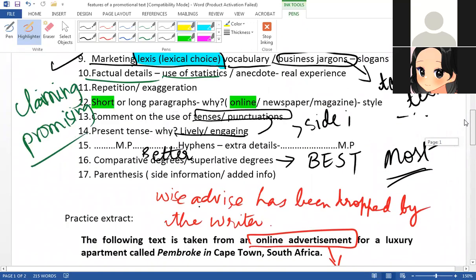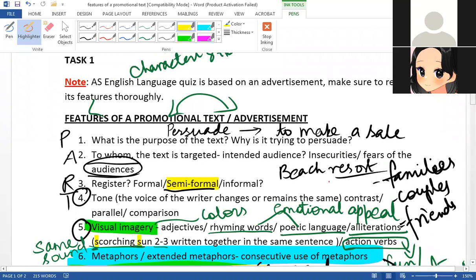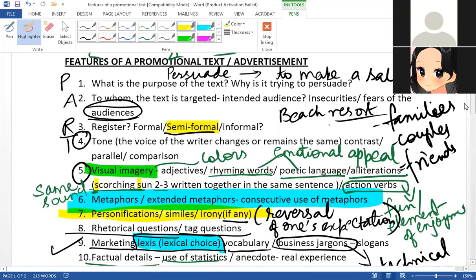All right, I would request those who have just joined us, what is the lesson for today? A quick recap. It is always important to have a recap. Yesterday we started off with the features of a promotional text, that is, an advertisement. So this is a list of all the points. What is the purpose, what is the audience, what is the tone I will be using, what is the register. Can anyone tell me, Aisha, Shiza? Can we help Motasam? Can we tell him why we need to know about all of these features, so that we can do what in the exam?